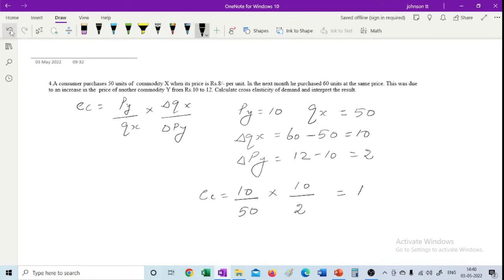So how will you interpret this cross elasticity, the value of this cross elasticity? Here you are getting a positive value. Since it is a positive value, since cross elasticity is positive, commodity X and Y are substitute goods.